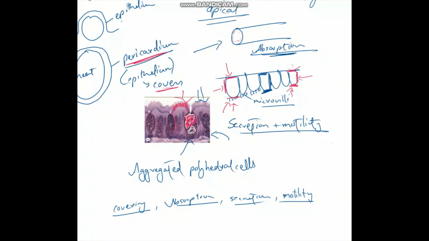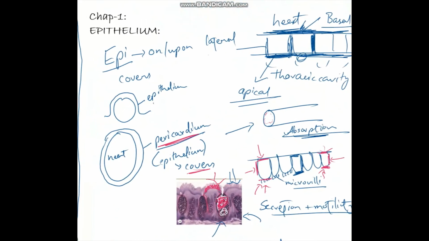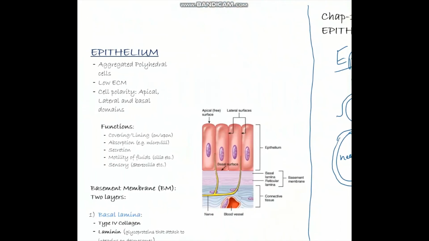Now let's take a peek at our neat notes, just to be up to date with what we have studied so far. So basically, we have studied the epithelium, what that is. It contains aggregated polyhedral cells. Below is the ECM, we will come to that later, but it has this cell polarity. It's got the apical, lateral, and basal domains, right? And its functions, for example, the covering and lining that we did with the pericardium, its absorption, we did for the small intestine, secretion, motility, and sensory. We will come to that later when we study the modifications as they are. So far, so good.